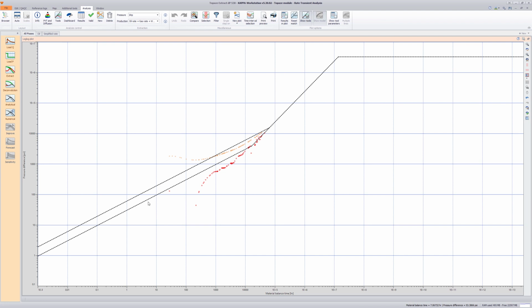Go through the flow regimes as seen on the log-log derivative plot. Here, observe an initial linear flow representing flow within the fractures. An infinite conductivity fracture is assumed for the match lines.